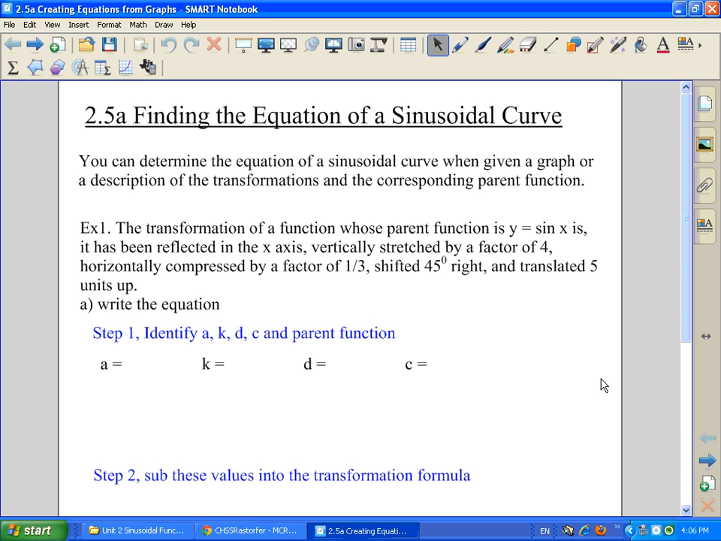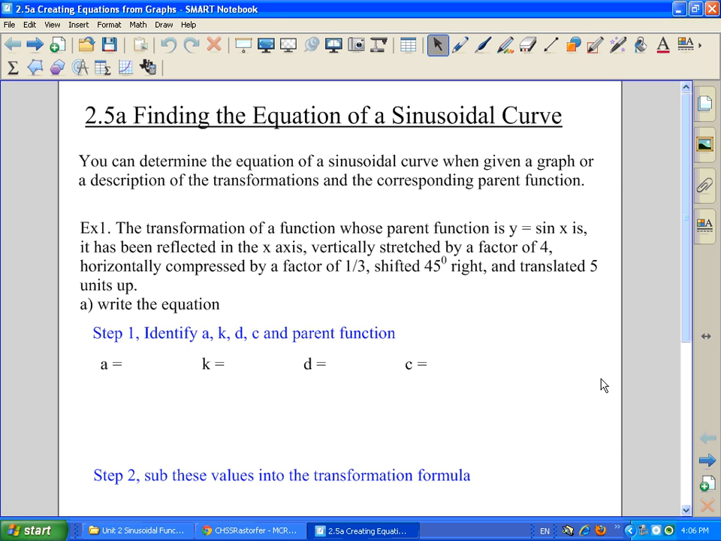So last class we were given transformation information, or we were given an equation, and then we needed to create a graph. Now we're going to work backwards and we're going to be given the transformation information and we have to come up with the equation.